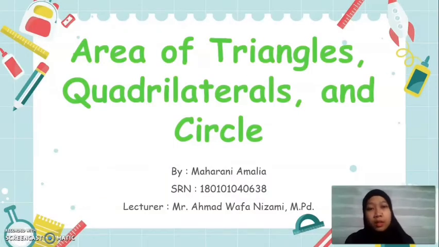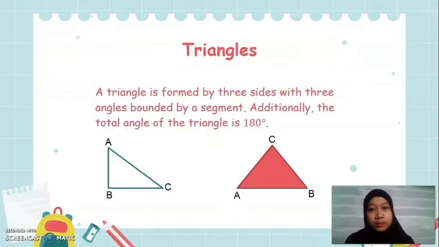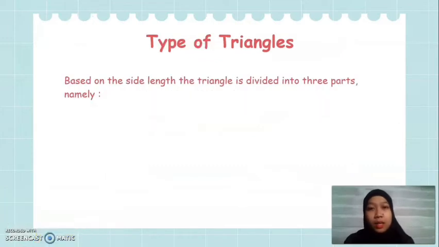Area of triangles, quadrilaterals, and circle. Triangles. A triangle is formed by three sides with three angles bounded by a segment. Additionally, the total angle of the triangle is 180 degrees.